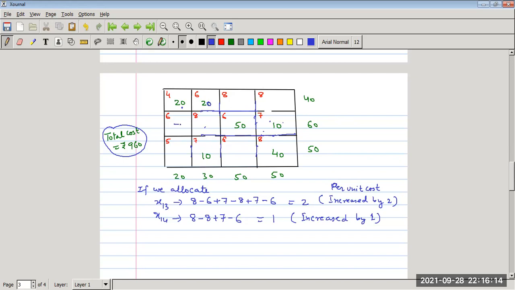Now we have to check this. If we add one item there, now we have to check कि loop कहाँ से बन गया. So if we move from this point to this point directly, and came back to this point vertically, and then this point, and then this point, and then this point, and then came to this point. So it forms a loop.